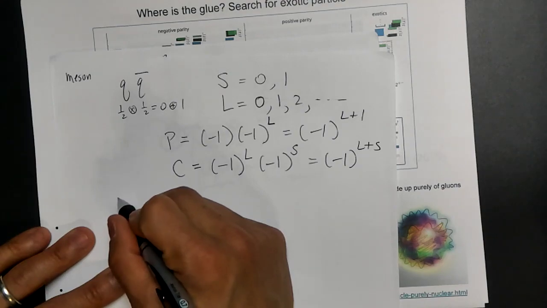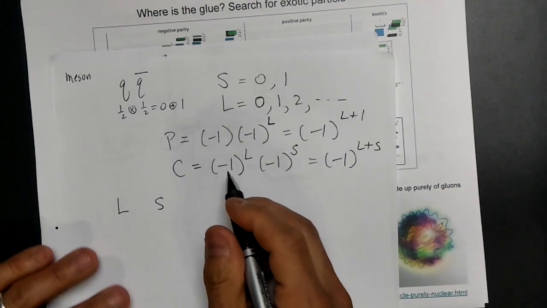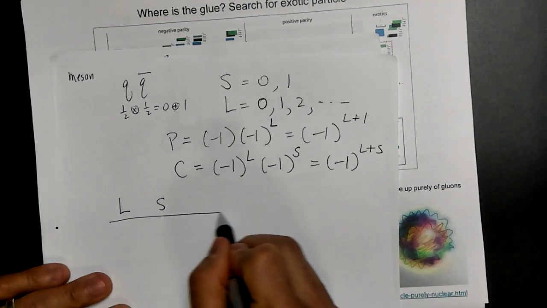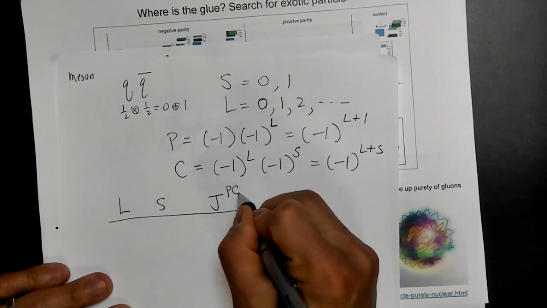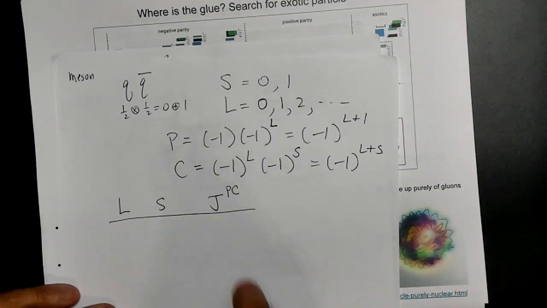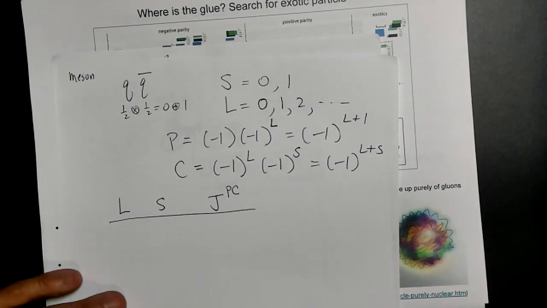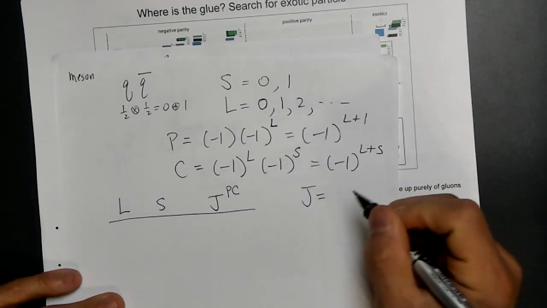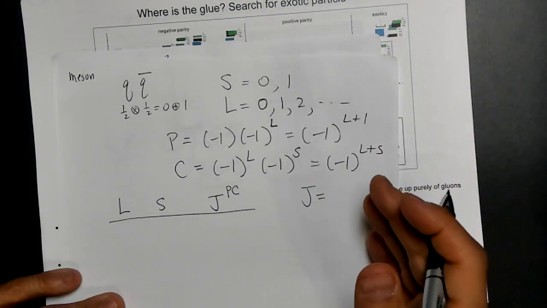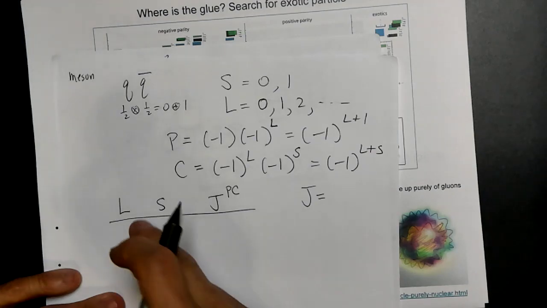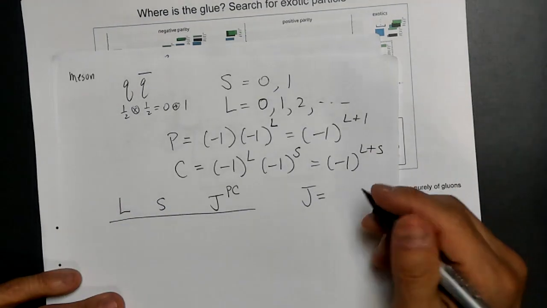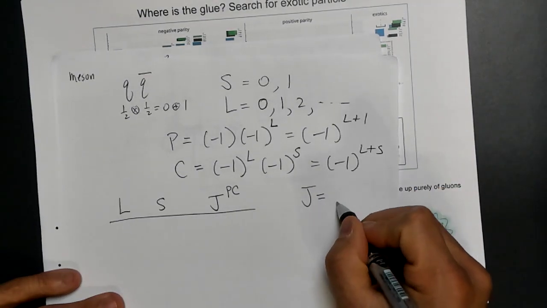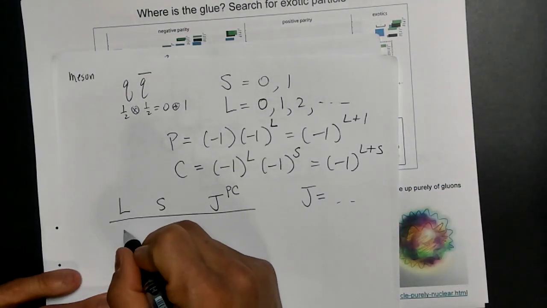You can say, all right, let's take different values for L and S, and we can determine what the total spin J can be, and the parity and the charge conjugation quantum numbers. Now J is just adding the orbital and the intrinsic spin angular momentum together. We know how that works. Okay, we don't have to explain that. So let's start from the beginning.